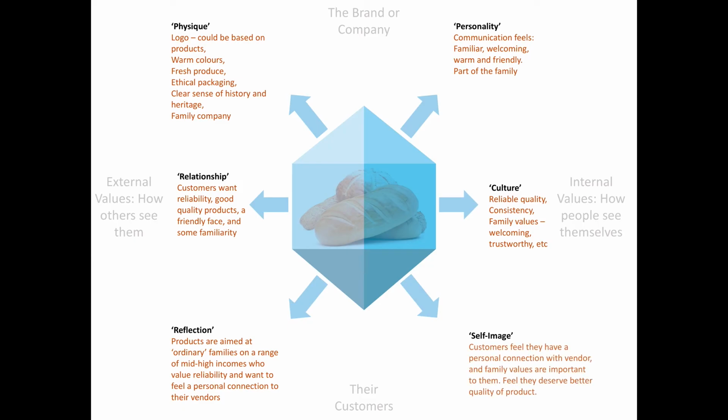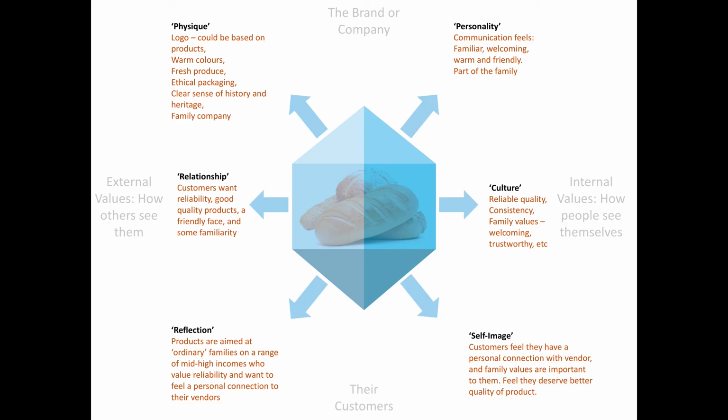And as far as the way those people see themselves, they probably believe they do have a personal connection with those vendors. They know the staff by name, they're very familiar with them, and again, feel like a valued customer, part of the family. Family values are probably important to that customer, and they probably feel that in some way they deserve a better quality of product, and they're willing to treat themselves to that regularly. If we use all this, we've set up a really strong, vivid idea of a particular brand or company.